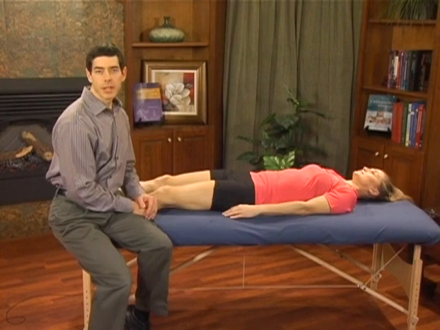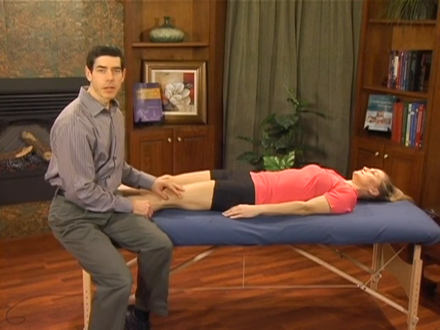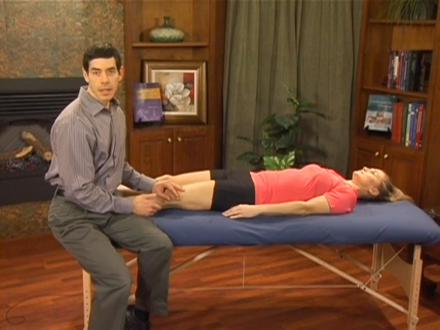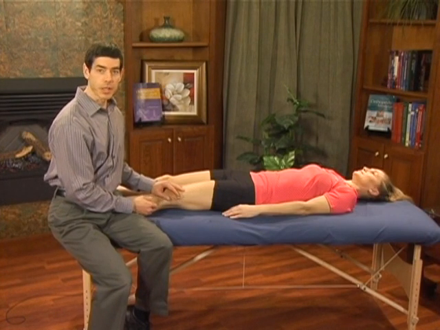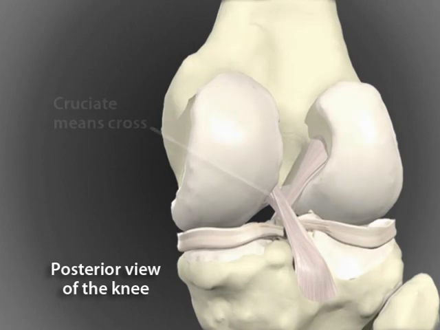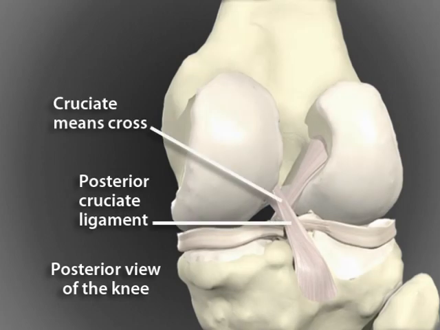The posterior drawer test evaluates the integrity of the posterior cruciate ligament in the knee. This is another test that allows you to rule out a more serious injury that would need referral. The word cruciate means cross, and the anterior and posterior cruciate ligaments cross inside the knee joint. The PCL is injured much less often than its counterpart, the ACL. The PCL spans between the posterior aspect of the tibia and the medial condyle of the femur.